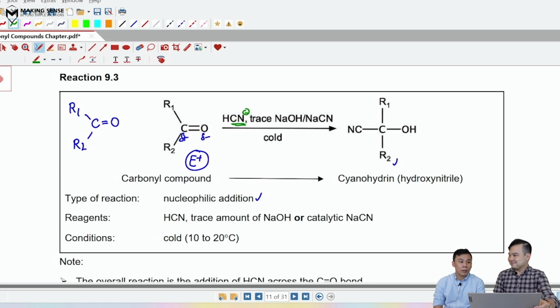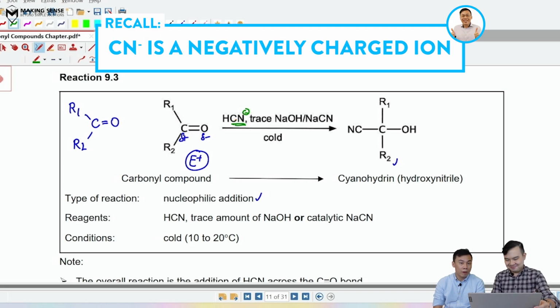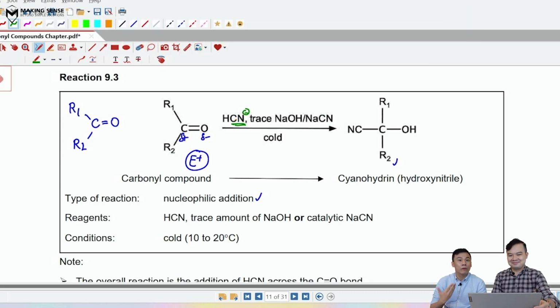What is that? Right, so a CN minus is a negatively charged ion. It's electron rich. It has lone pairs available for donation. Hence, it's able to act as a nucleophile. Okay, so lone pairs. So in terms of the CN minus, where is the lone pair going to be on? I noticed that there are two, each C and the N have their own lone pairs.